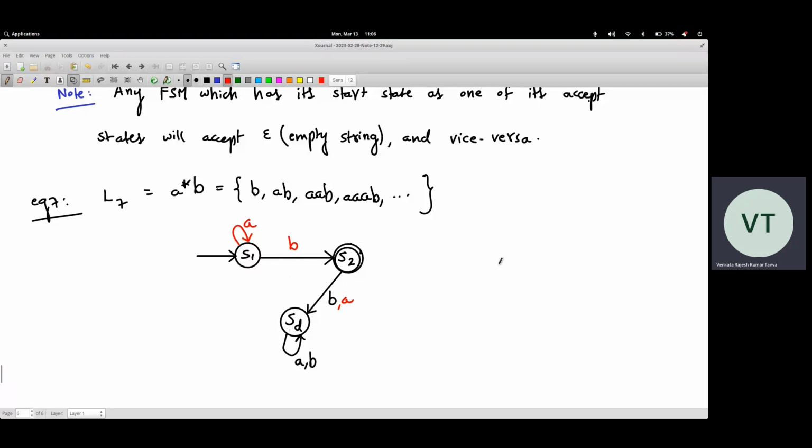And you should not see any more symbols in S2 after B. B should be only one. The last symbol should be 1 B. If you see any more A's or B's, that string should not be accepted. So you go to the dead state.